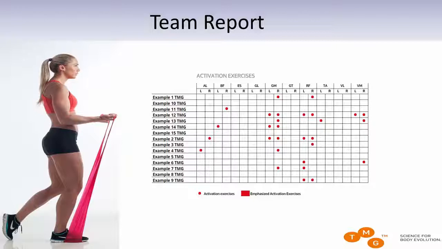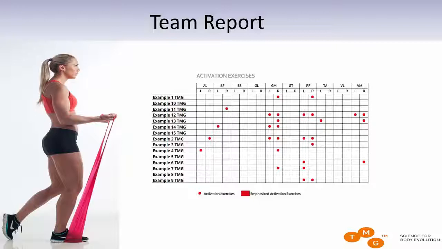So again, on top, you get the basic information about each person, but at the end, you have the summary. In this case, you have, let's say, around 15 players that were measured. Then here you have the muscles which were measured. So you have the adductor longus left and right, biceps femoris left and right. So if you look at this, this is the summary of the whole team.